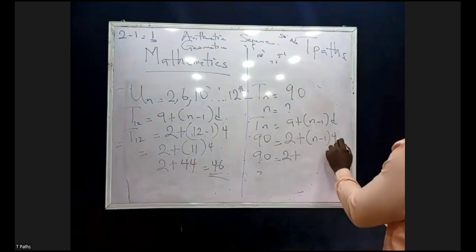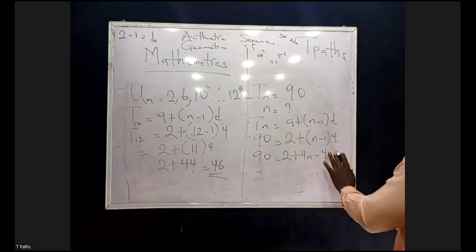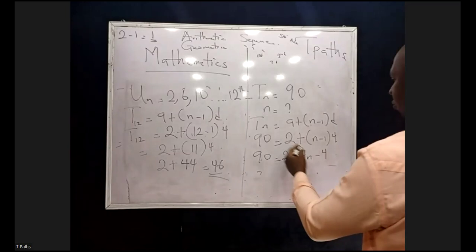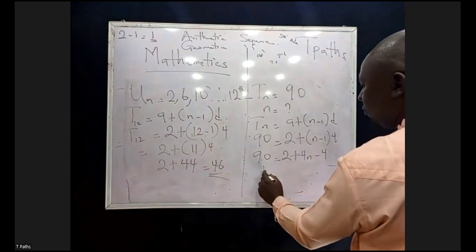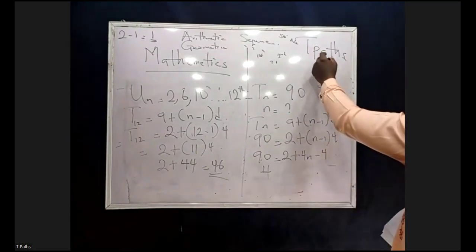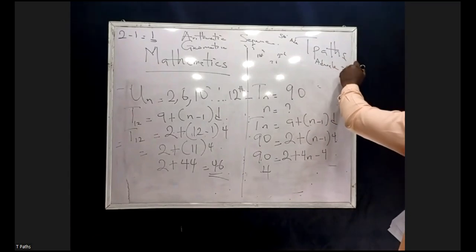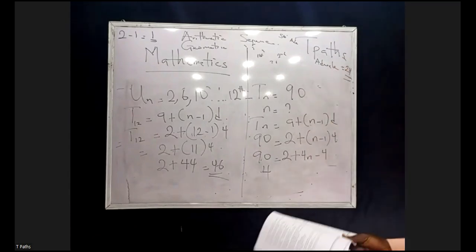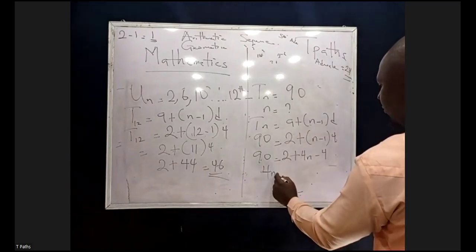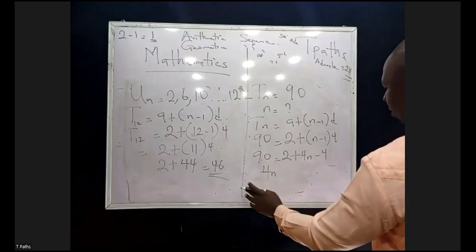Now you have 90 equals 2 plus, when we open the bracket, 4n minus 4. But now what you're going to do is to collect like terms. Somebody got 24. Everybody got 24. I love that. God bless you. Please engage yourself. Let's see if you're going to get this 24. Therefore, you have your 4n.